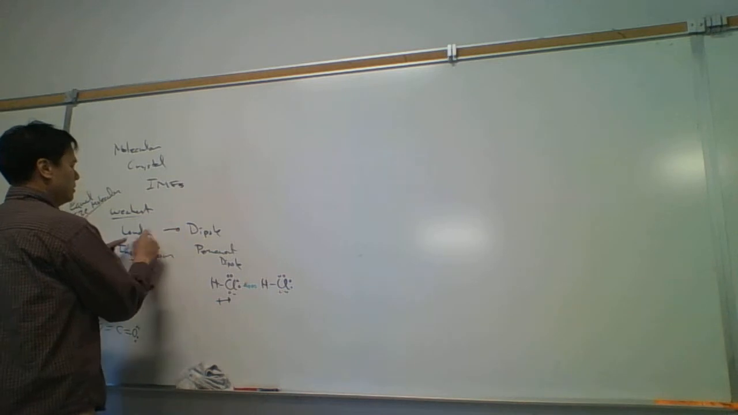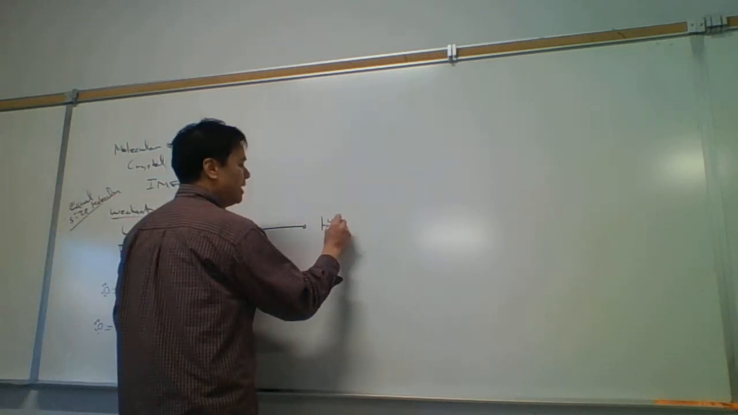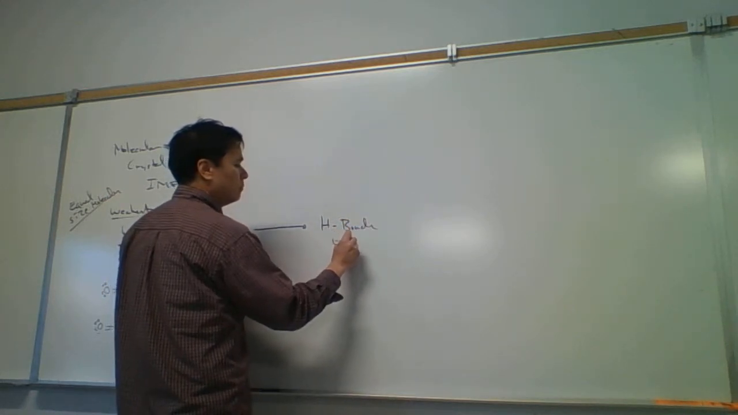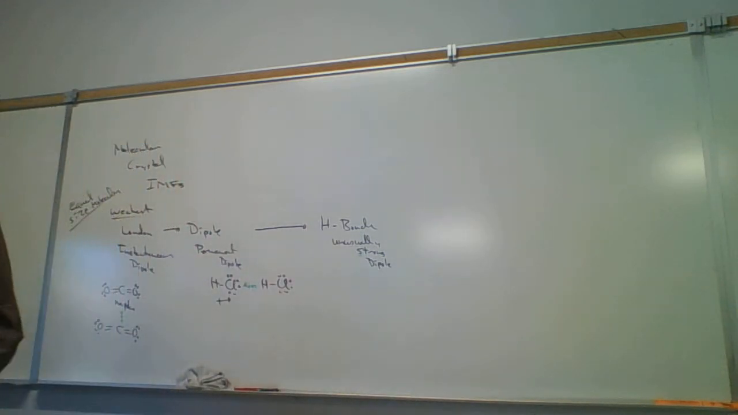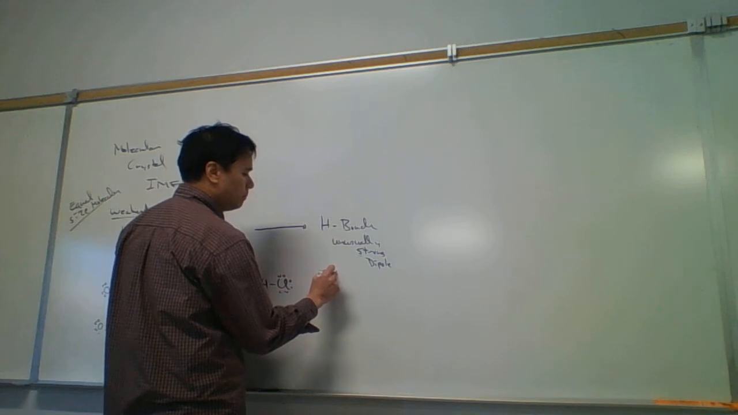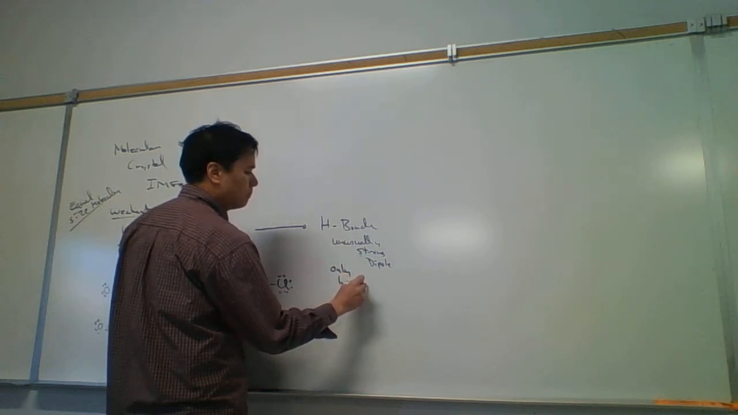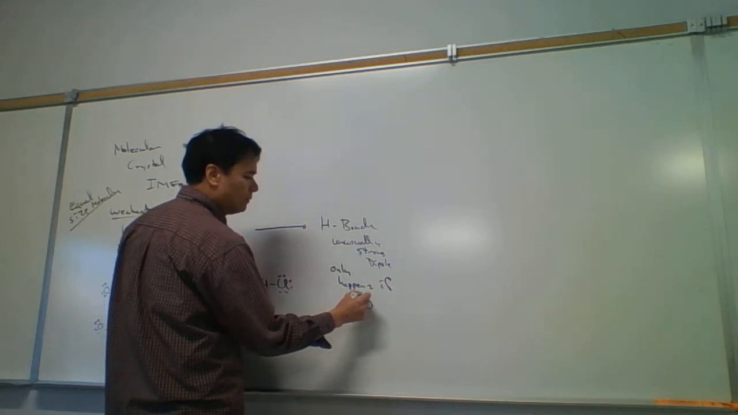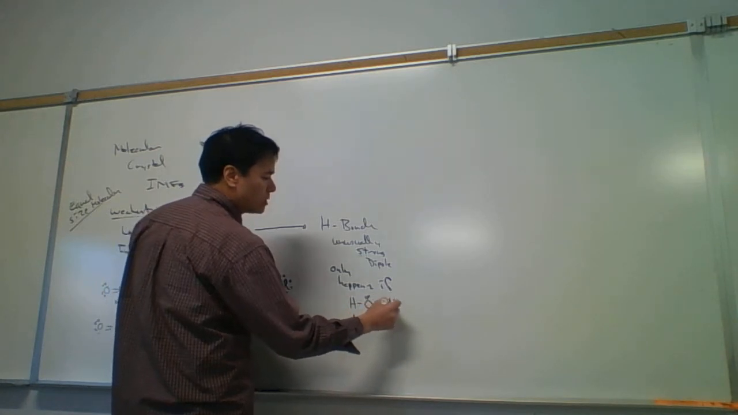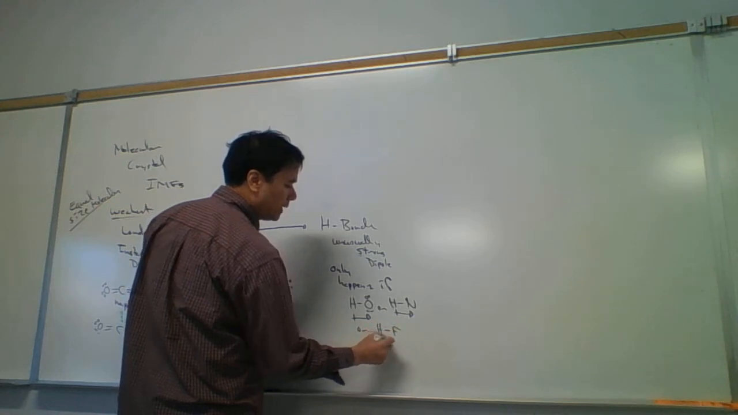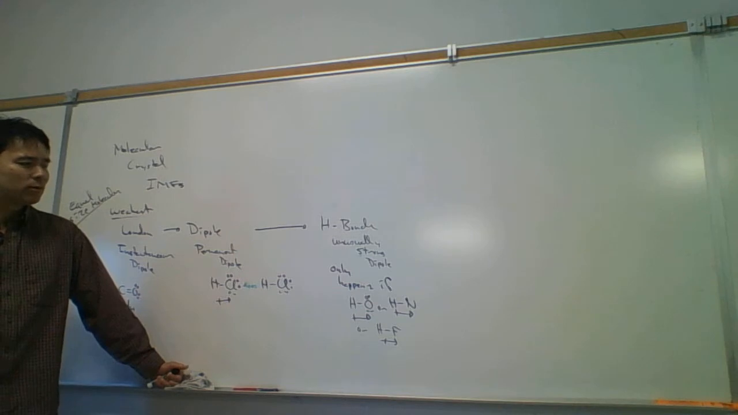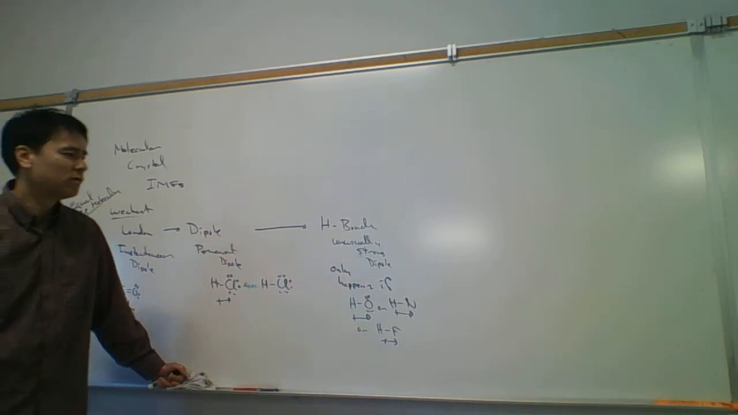And so we go weakest, London, to dipole, to something called H bonds. H bonds are an unusually strong dipole. And this only happens if H is bonded to an oxygen, we get a big dipole. Or H is bonded to a nitrogen, we get a big dipole. Or H is bonded to a fluorine, we get a big dipole. Fluorine would be the biggest, then followed by oxygen, then followed by nitrogen.